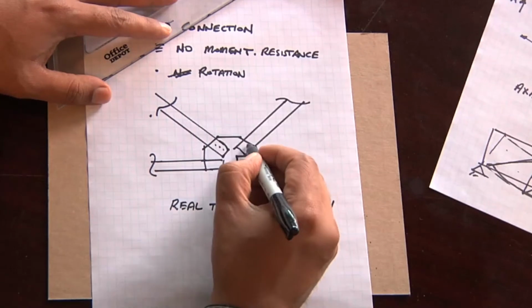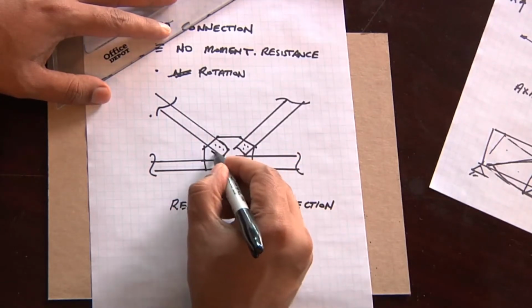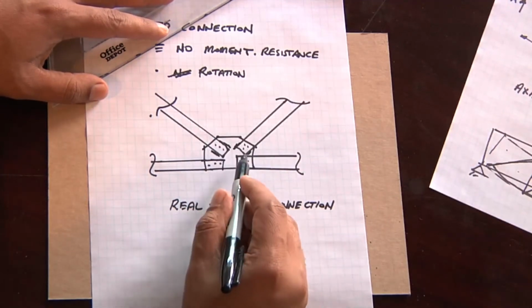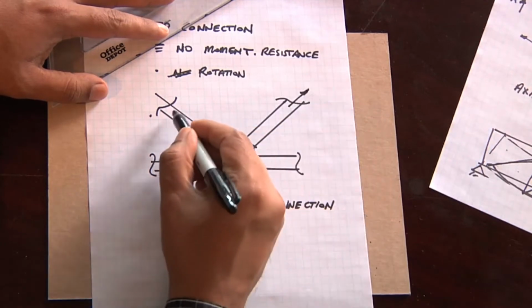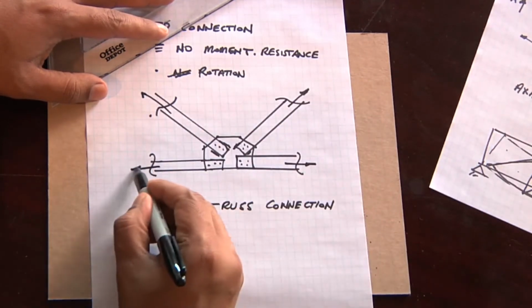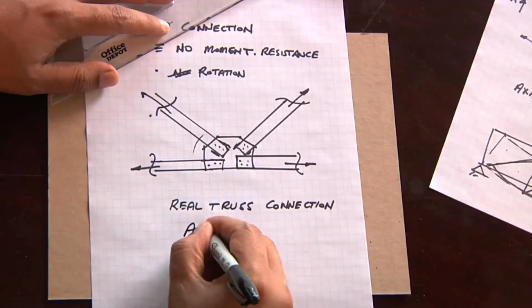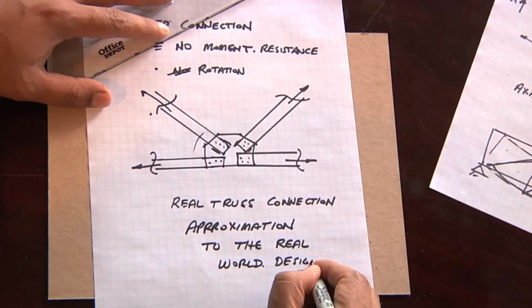And so you may have bolts, you may even have welds. But when you compare a truss connection like this with the length of these members, this does not provide sufficient moment resistance. And so we treat it as being pinned. It's an approximation. It doesn't mean that the truss is perfectly pinned. It's an approximation to the real world design. So let's take a look at how we solve these.